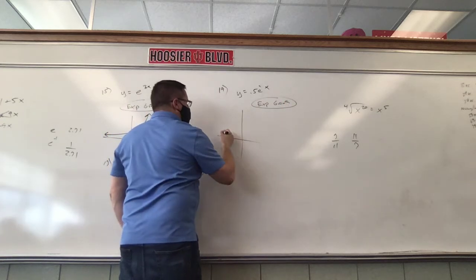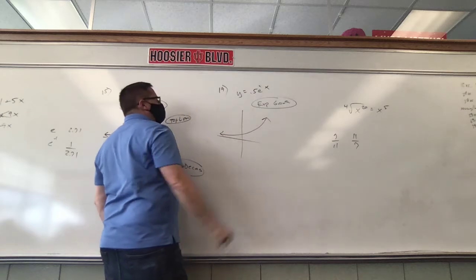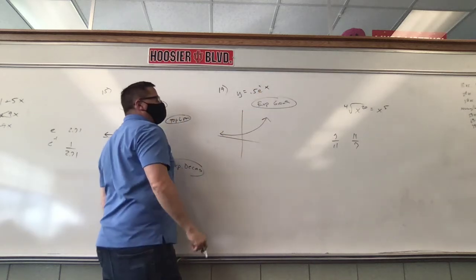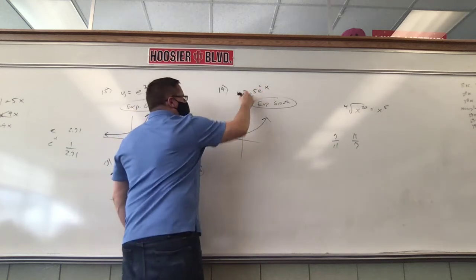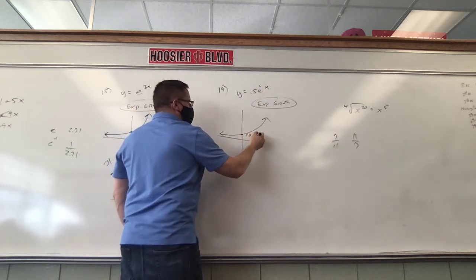It's going to look like this. It's going to go up like that a little bit. We plug in 0. E to the 0 is 0. I'm sorry. Whoa, don't say 0. E to the 0 is 1 times 0.5 is 0.5. I'm so confused how you do that.